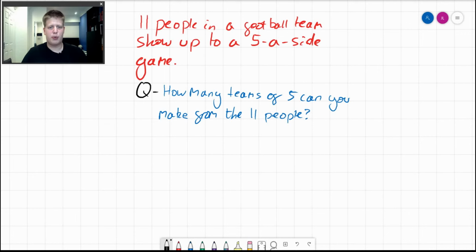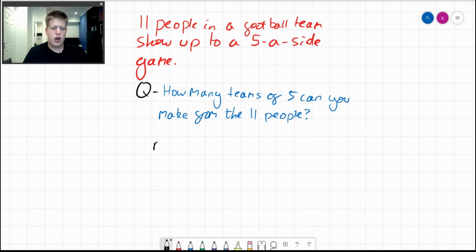11 people in a football team show up to a 5-a-side game. So the question is, how many teams of 5 people can you make from the 11 people? So let's ask ourselves, is this a permutations or combinations question? Well, we just need to find teams of 5 people. So if I picked A, B, C, D, E, that would be the same as picking E, A, D, B, C. The order does not matter, therefore it's a combinations question.